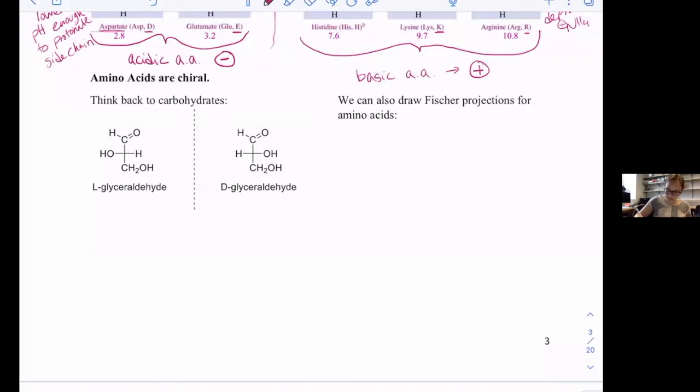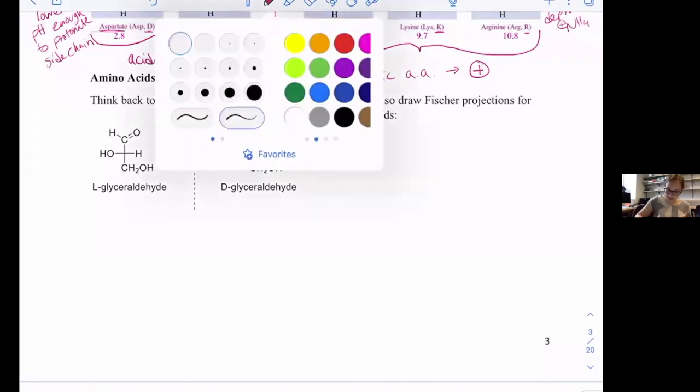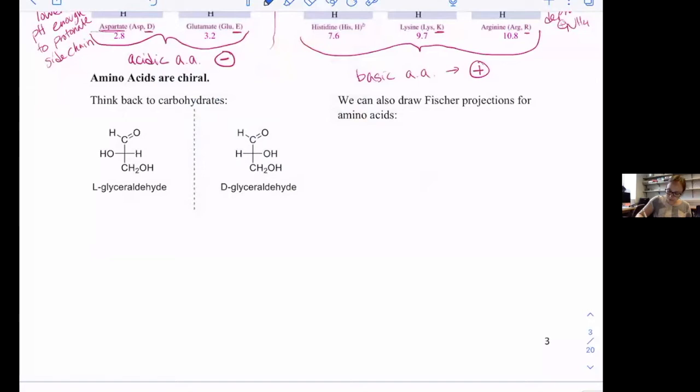So for example, let's switch back to blue. For example, we can draw our amino or a carboxylate at the top. There we go. Draw a line down. We have one chiral center because we have one carbon that has 4 different groups around it. And then we'll have our nitrogen, our hydrogen on one side, and then we have our R group down on the bottom.